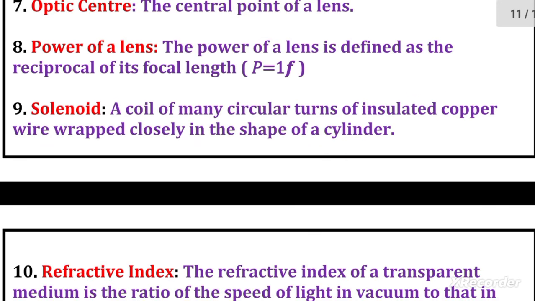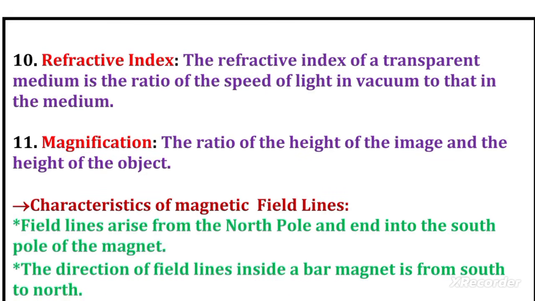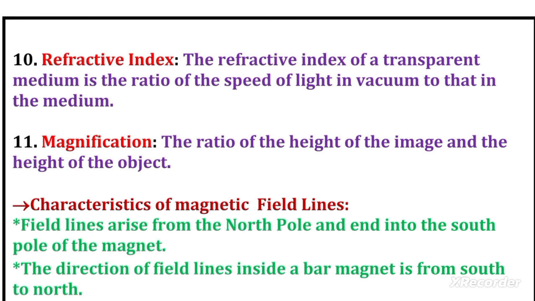What is a solenoid? A coil of many circular turns of insulated copper wire wrapped closely in the shape of a cylinder. Refractive index: the refractive index of a transparent medium is the ratio of the speed of light in vacuum to that in the medium. Magnification definition: the ratio of the height of the image to the height of the object.